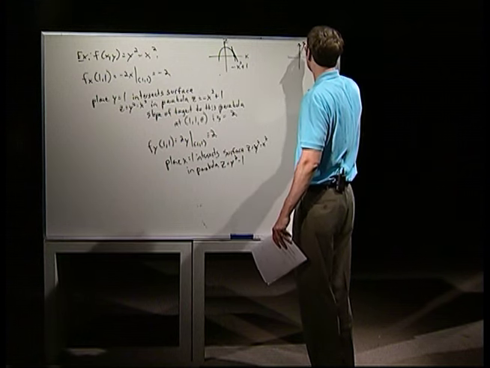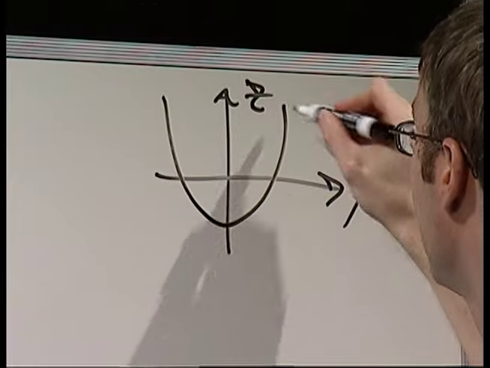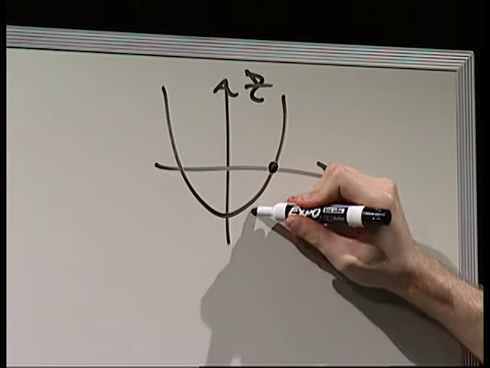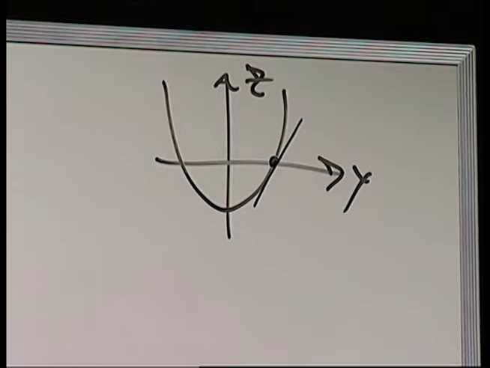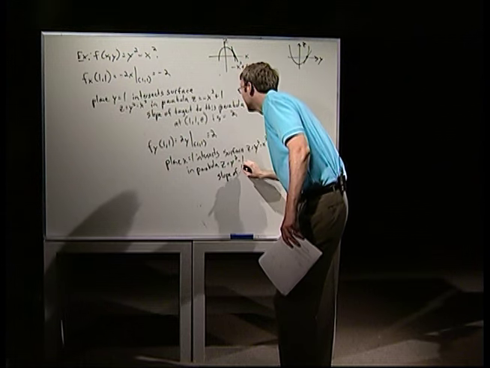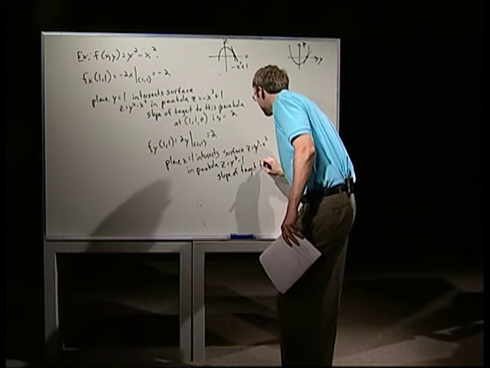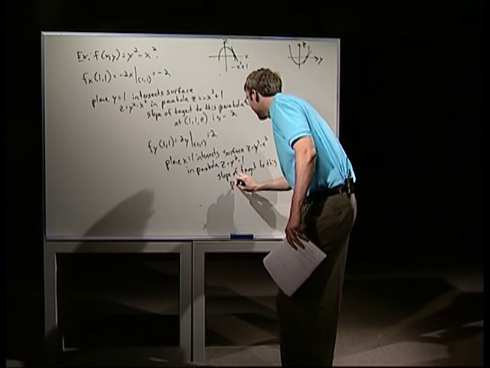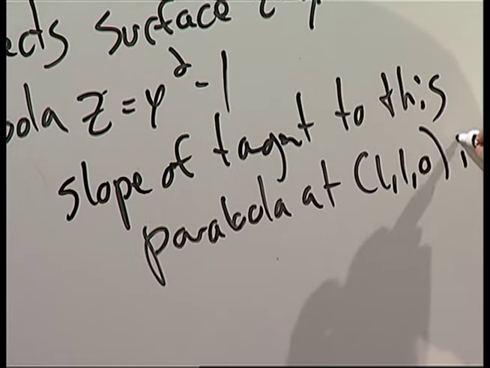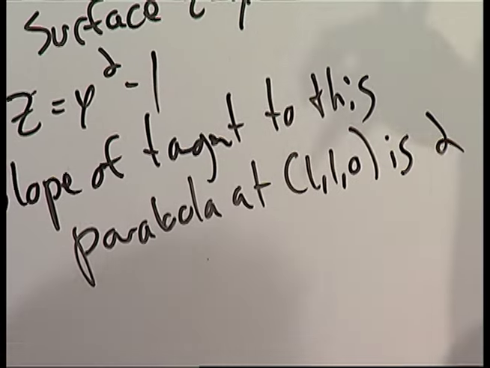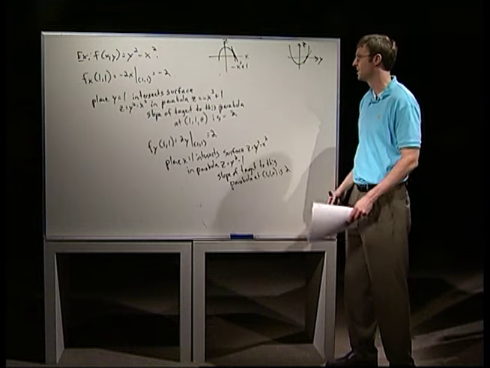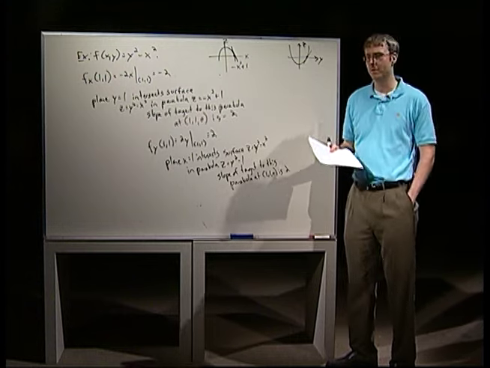There's y, there's z. Now it's an upward opening parabola. So now you're here. Look at your tangent line slope. It's positive 2. So the slope of the tangent to this parabola, which is now upward opening, at 1, 1, 0 is positive 2. Okay? So I think this really illustrates the geometry of what's happening with these partial derivatives.